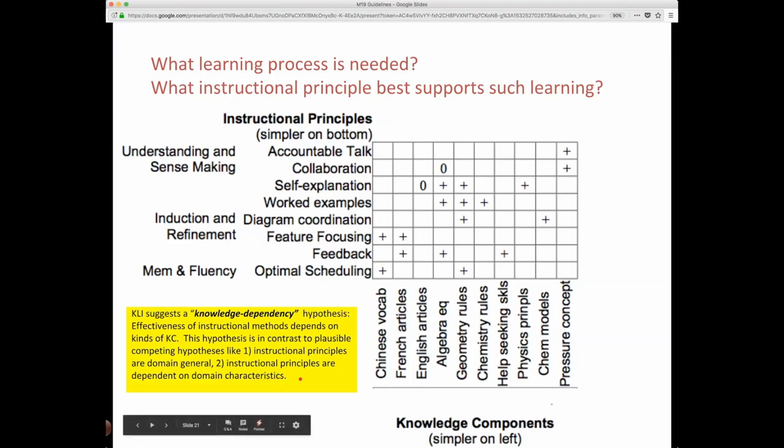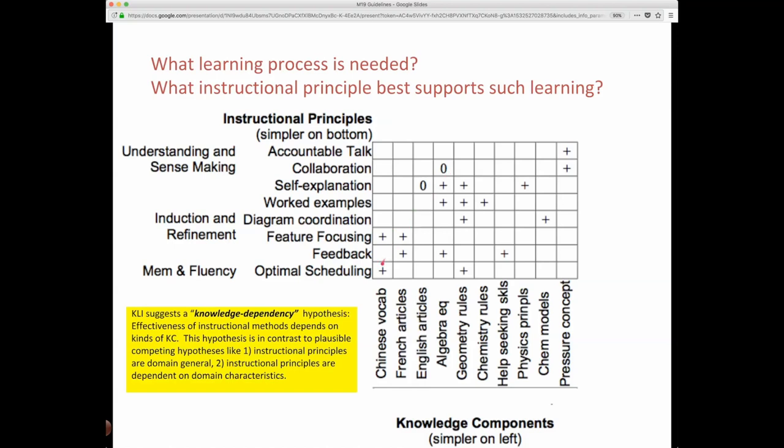KLI says we get generalizations across domains if we think about kinds of knowledge components, and I hope you've seen plenty of examples of facts in language domains, facts in math domains, facts in science domains, similarly skills in language and math and science, and even principles in language and math and science. But in this paper, we noted studies, for example, on worked examples that worked for algebra equation solving and geometry rules and chemistry rules, or prompting for self-explanation that worked in many cases but did not work for English articles, or collaborative learning implementation that didn't work for algebra equations.